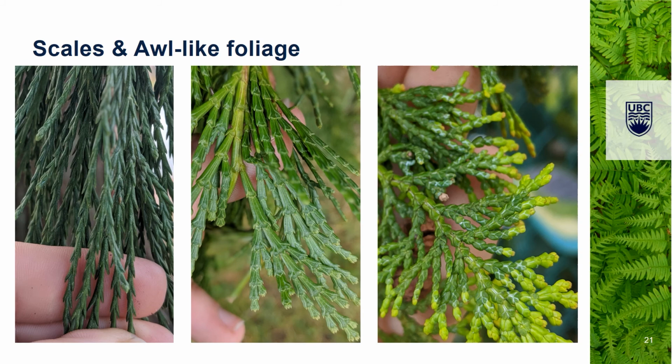Plants in the Cupressaceae family often have scale or awl-like foliage. On the far left, we have Sequoiadendron sempervirens, which has awl-like foliage. In general, this awl-like foliage is sharp to the touch. In the center, we have Calocedrus decurrens, and on the right, we have Chamaecyparis obtusa.